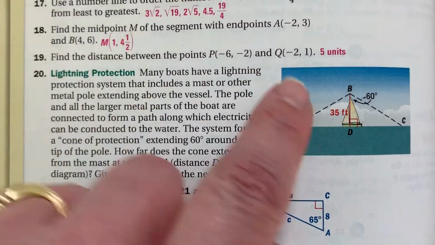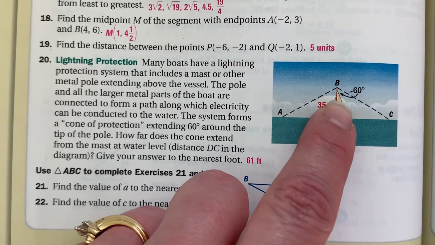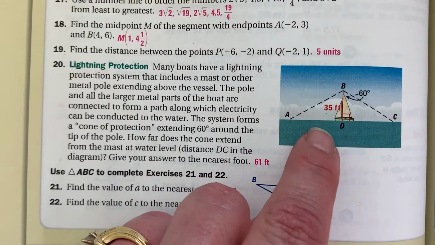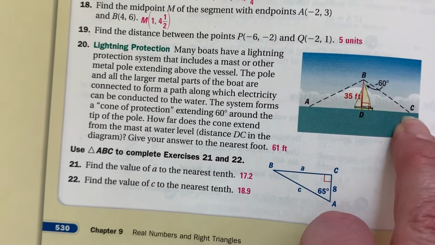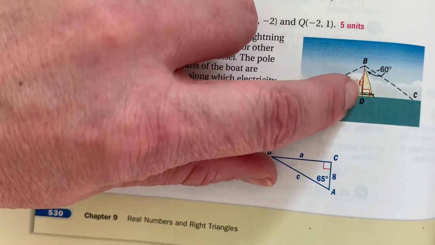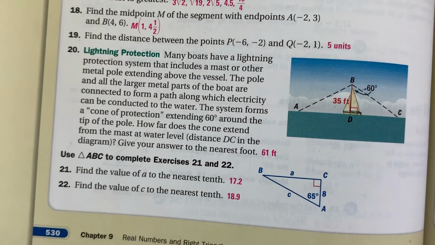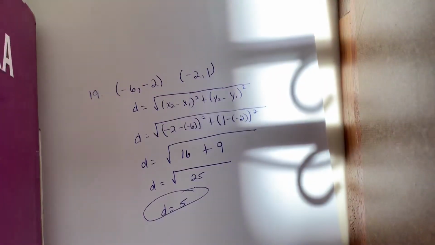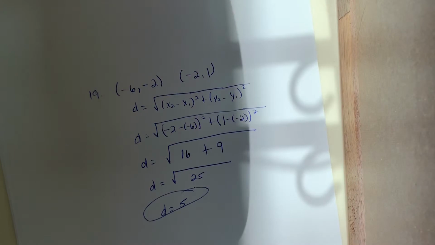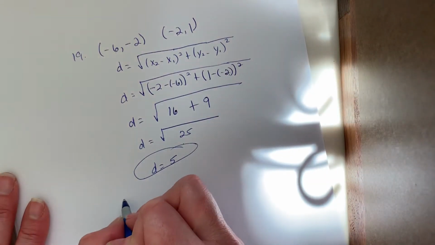Okay, so we know that this angle is 60 degrees, and we know that the distance here from D to B, or the height of that pole, is 35 feet. So we are looking for this distance. We know adjacent, we're looking for opposite, so we are going to use the tangent. All right, so here we go. Move my book out of the way. Okay, so this is number 20.